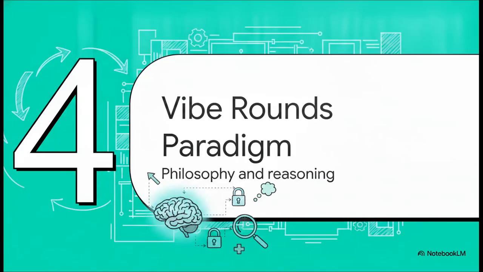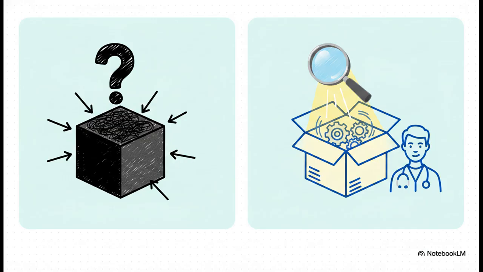Which brings us to our final stop today. Section 4, the Vibrounds paradigm. We've seen the tools, we've seen the architecture, but to truly understand this hub, we have to look at the architect's blueprints. We really need to unpack the profound philosophy driving why this platform was built this way from day one. And this brilliantly illustrates the core difference between the Tool Hub and pretty much every other medical AI platform out there.